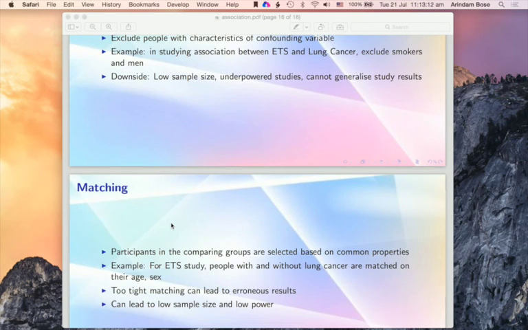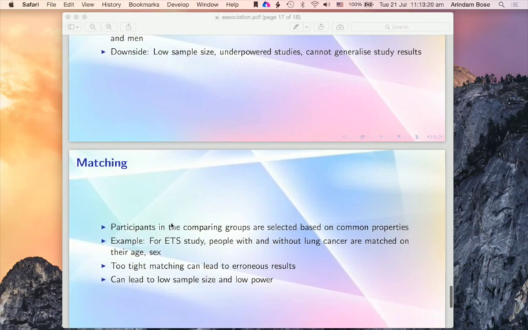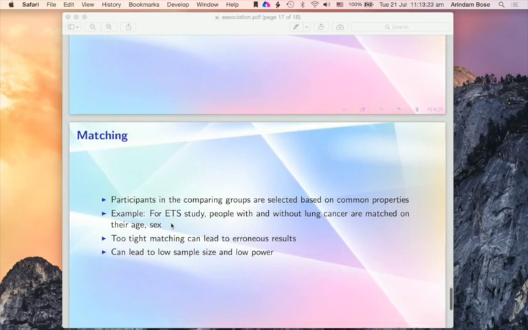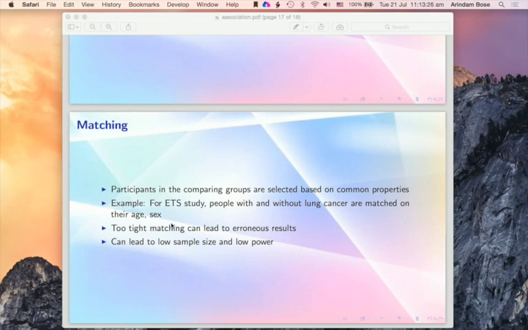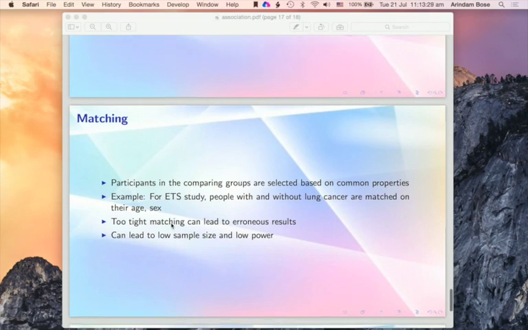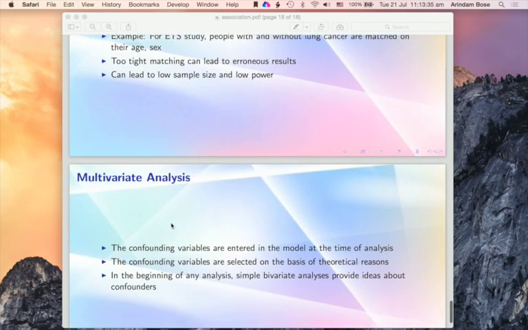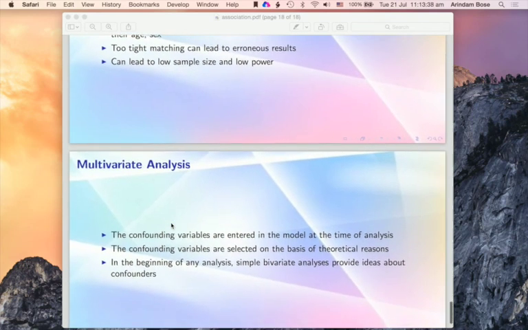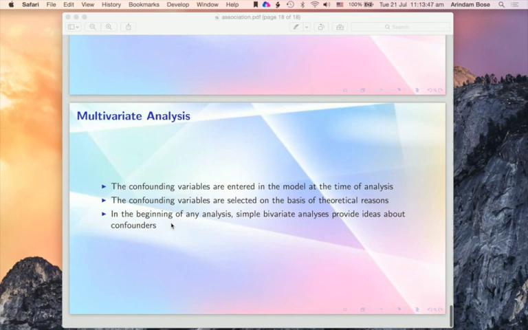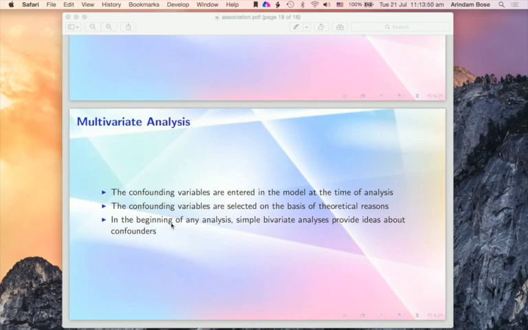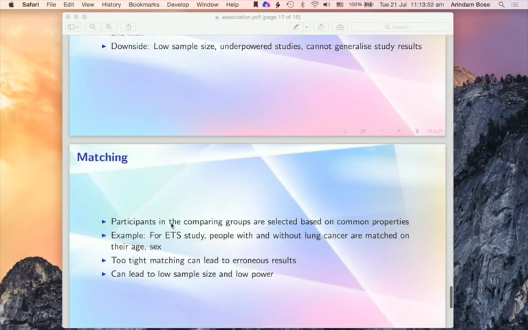So we take women, for example, say 50 years of age, and we match the cases and controls along those lines. Again, too tight matching can lead to erroneous results, and particularly will result in low power. That will happen as a result of this. The third strategy for controlling for confounding is to use multivariate analysis, and this is done after data are collected on a number of potential confounding variables, and these are adjusted in the form of a statistical data analysis.